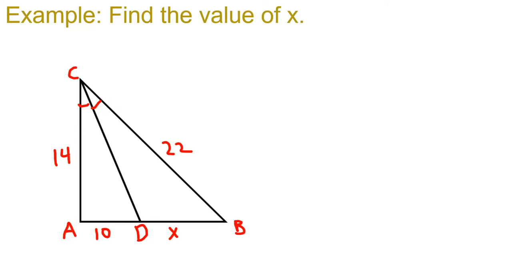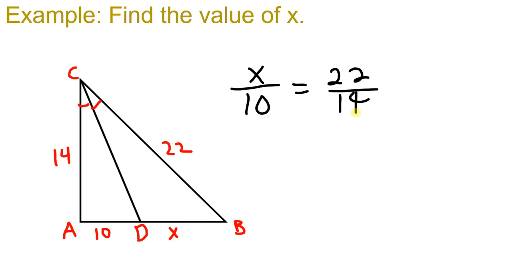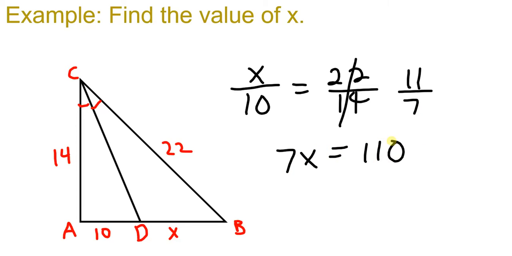So find the value of x. We have an angle bisector. So x over 10 is equal to 22 over 14. Go ahead and simplify this, make that 11 over 7, a little easier to deal with. So 7x equals 110, or x equals 110 over 7.